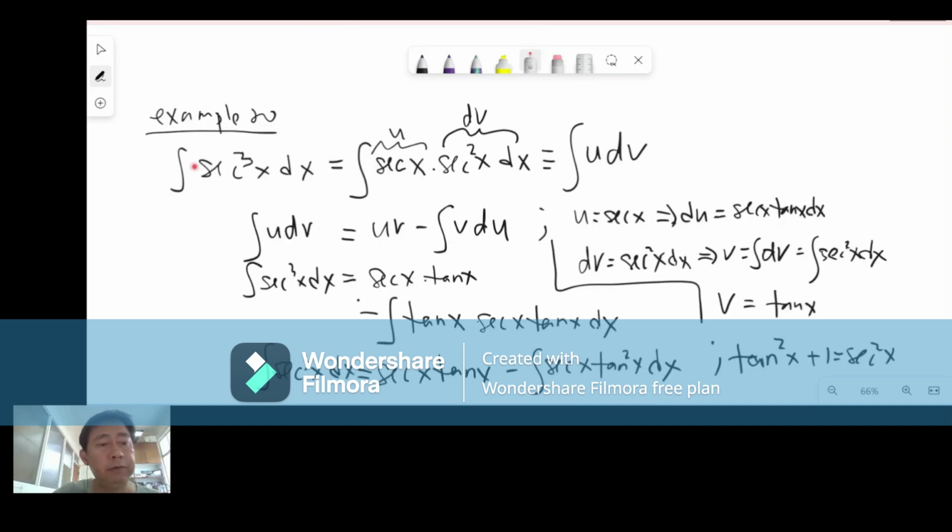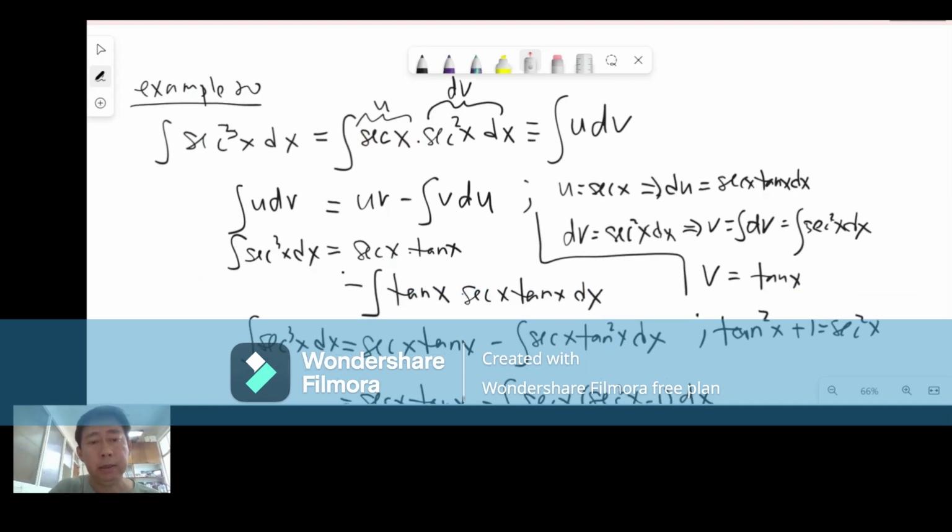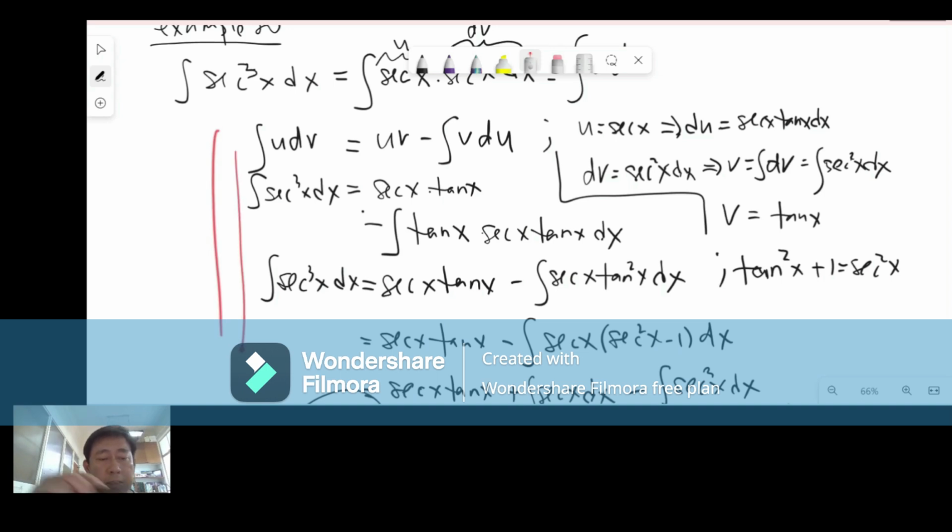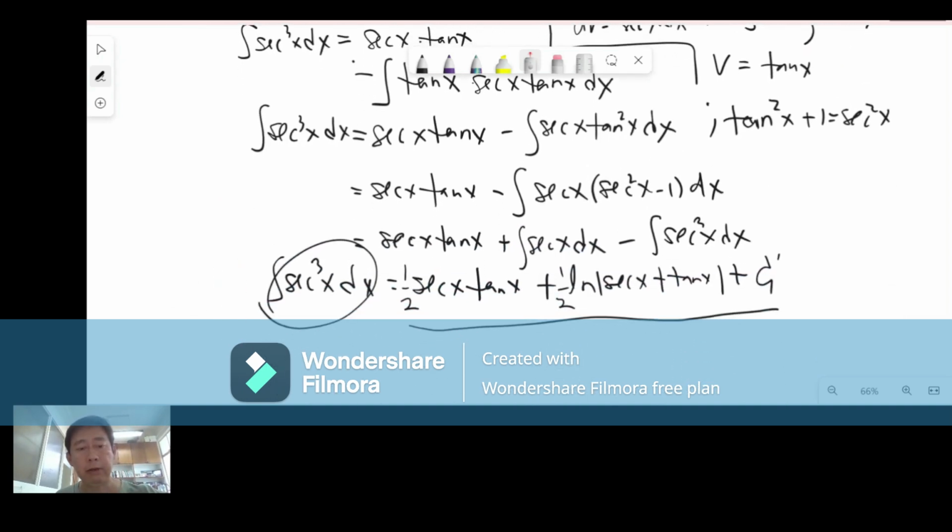As a conclusion, we have shown you how to perform integration of secant x raised to the power of cube. The first thing is to break the odd power into the product of an even power and a linear power. We then apply the integration by parts formula to this integrand, where we identify u as secant x, dv as secant square x dx. Carrying out the algebra using the integration by parts formula would then allow you to express the integration in the form of an expression that involves the integration of secant x tangent square x.